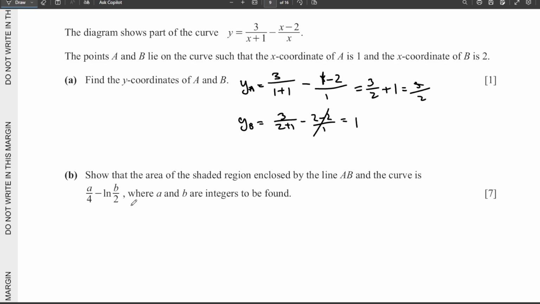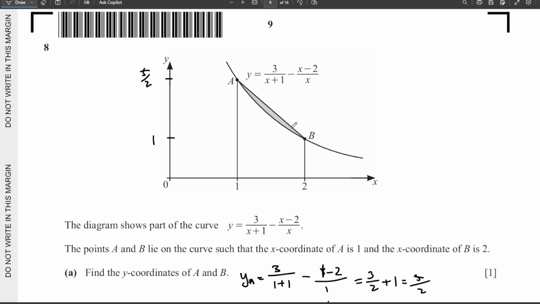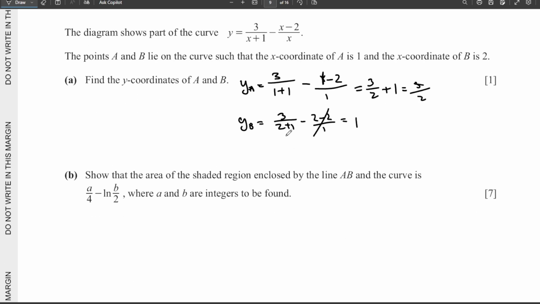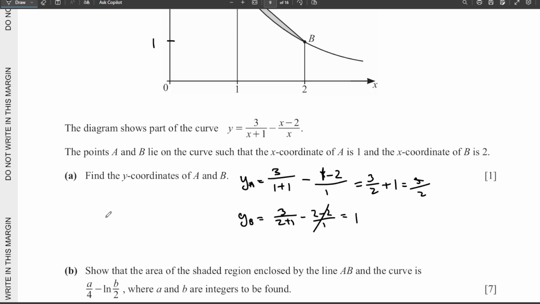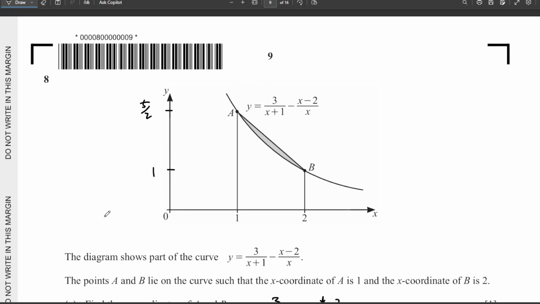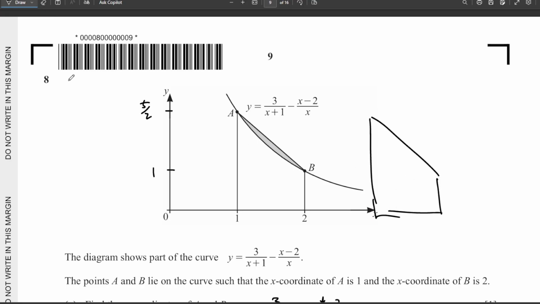Now we want to show that the area of the shaded region, which is this one, is in this form. So probably what you want to do is find the whole area of this trapezium. Then we take away the area that's under the curve itself. So this is the area of the trapezium, and this is the area under the curve.